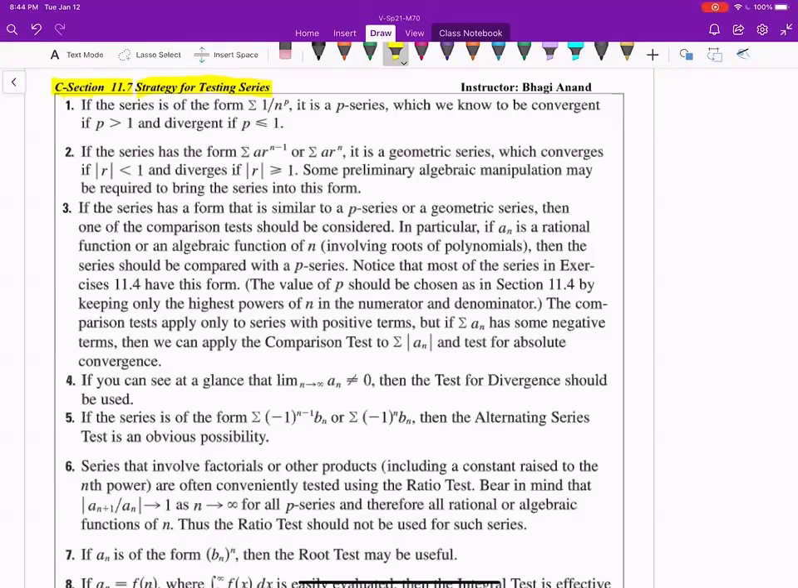Now, this section is about strategy, which means that, looking at a series, how we decide what test to apply and to decide whether the series is convergent or divergent.